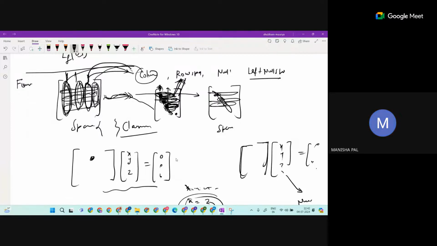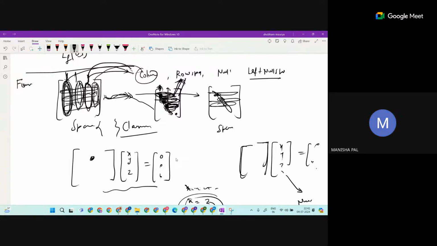Sir, I want to clarify one thing here. After RREF form, for the pivot elements in that column, we would take the column from the original matrix? From the original one, yes. That's why I'm saying from the original for column space.